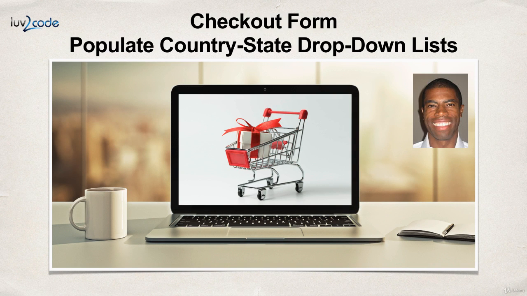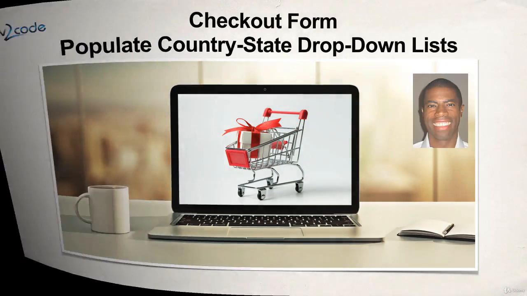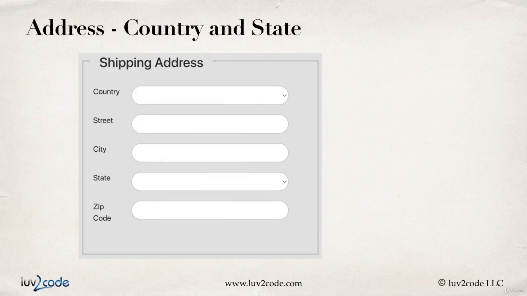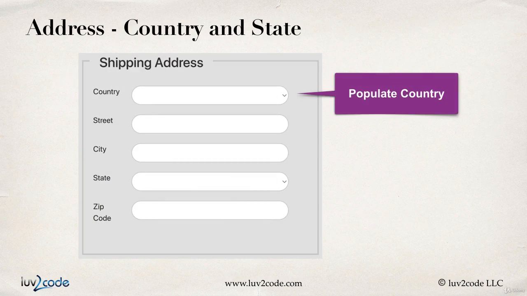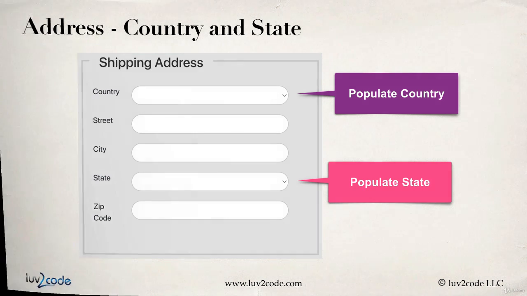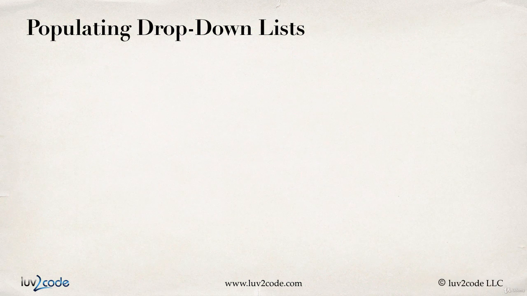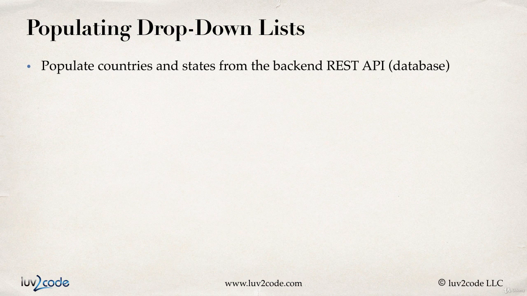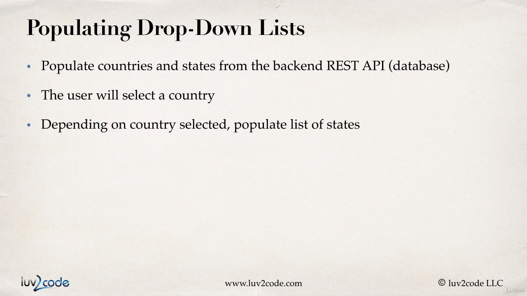In this video, we're going to populate the country-state drop-down list. On the form for our shipping address, we need to populate the drop-down list for countries and also populate the drop-down list for states. So what we'll do is we'll populate the countries and states from the backend REST API. We'll pull information from the database. The user will select the country, and then depending on the country selected, we'll populate the list of states.